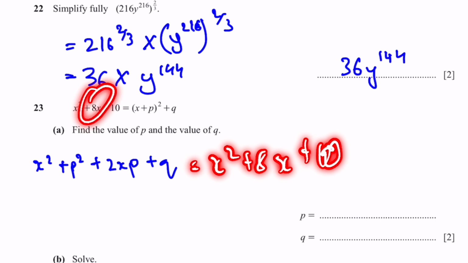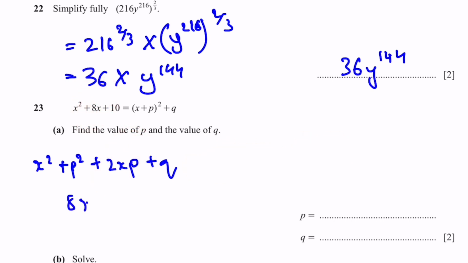We can say that the 8x is equal to 2xp. So 8x equals 2xp. And that means when we cancel out 2x from both sides, we get p is equal to 4. So we found p. Now we need to find q.